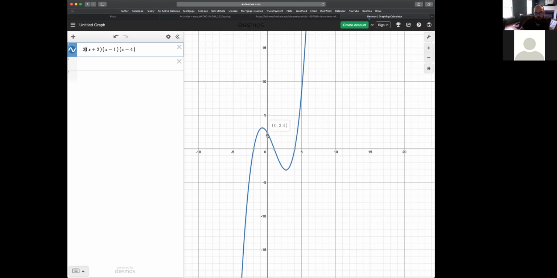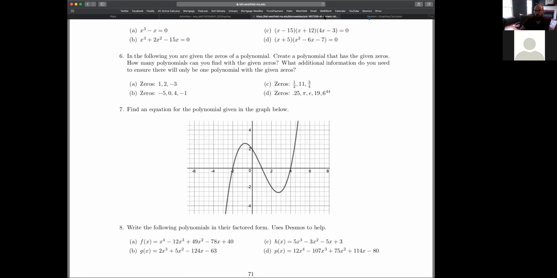So that's one approach that you could do. If you put in 0.25, then it seems to look about right. Okay, so that was through guessing and checking. Let's see if we could do that without guessing and checking. So what we found so far is that our polynomial is x plus 2 times x minus 1 times x minus 4.